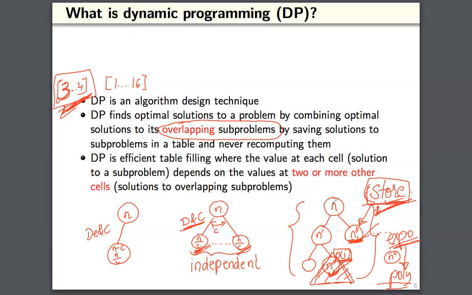But you got the heart of dynamic programming, right? This is the heart of dynamic programming.